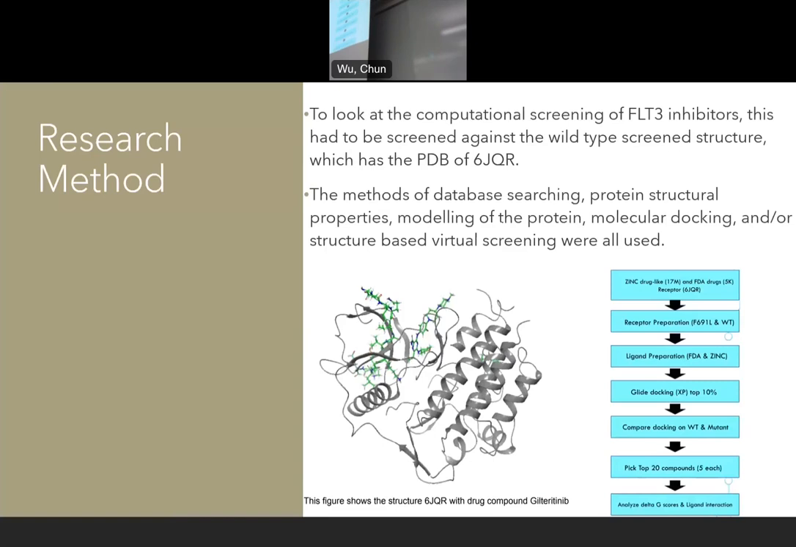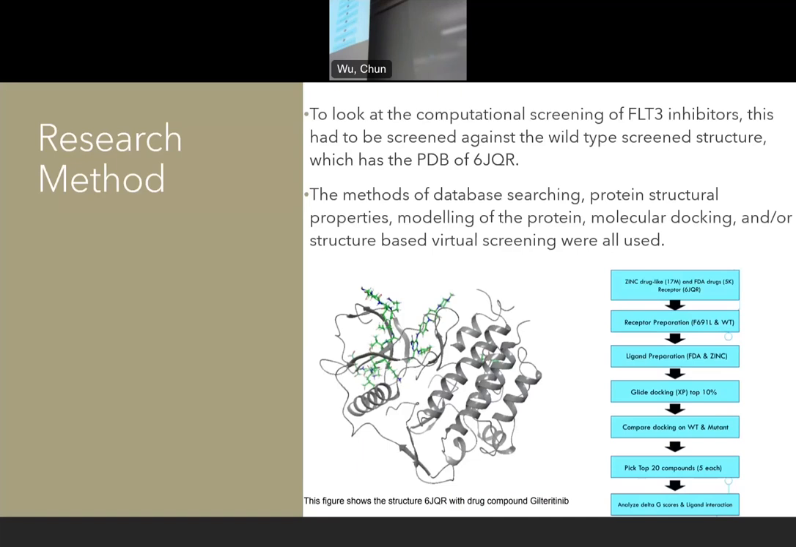And then going on to the research method, we are looking at the computational screening of FLT3, which had to be screened against the wild type structure, which had the PDB ID of 6JQR. Basically, what was found was that the inhibitor drug gilteritinib had a docking score of -8.3 kcal per mole on the wild type, which showed its strong ability in binding the protein. But then it was less effective in the mutant version, which was -8.35 kcal per mole.